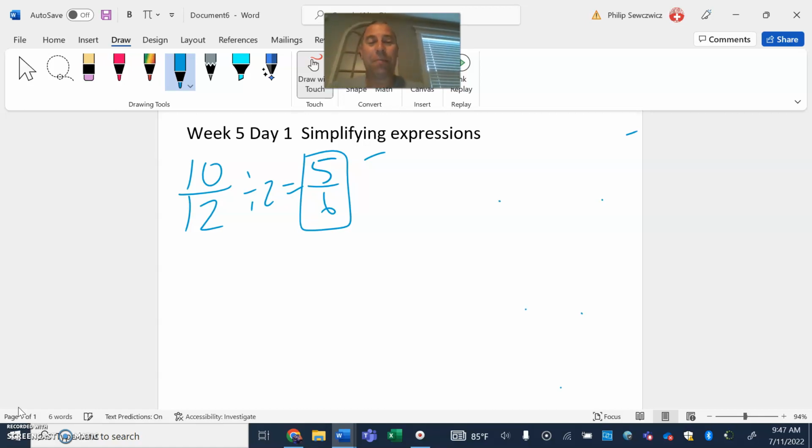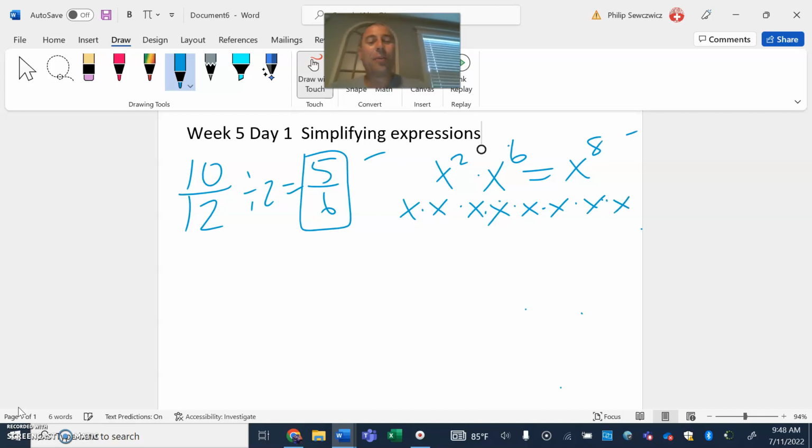So for example, if we've got x squared times x to the 6th power. Because we are multiplying, we're actually adding the exponents together. Well, where's that coming from? Well, x to the 2nd power is just x times x. X to the 6th power is x times x times x times x times x times x. So when we look at all of this that we have here, we've got 8 of them. So that's why it's x to the 8th power.